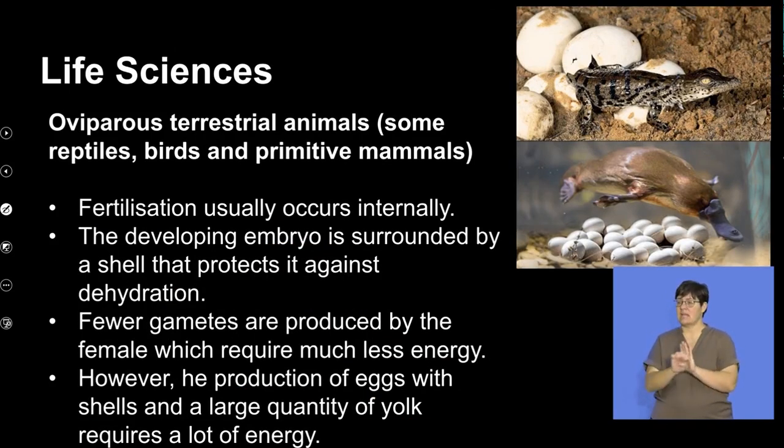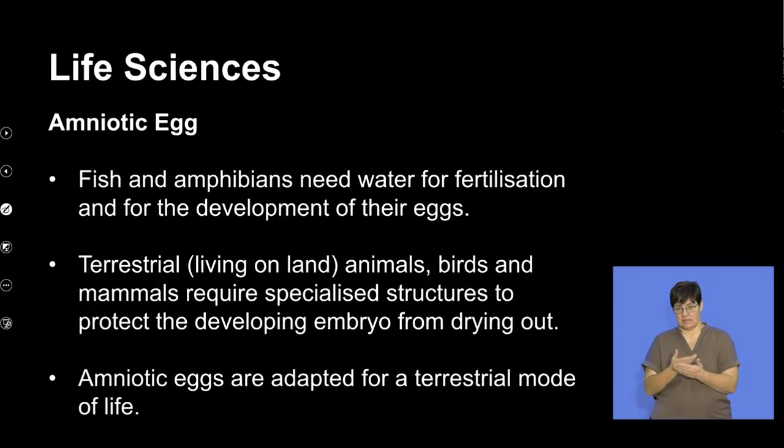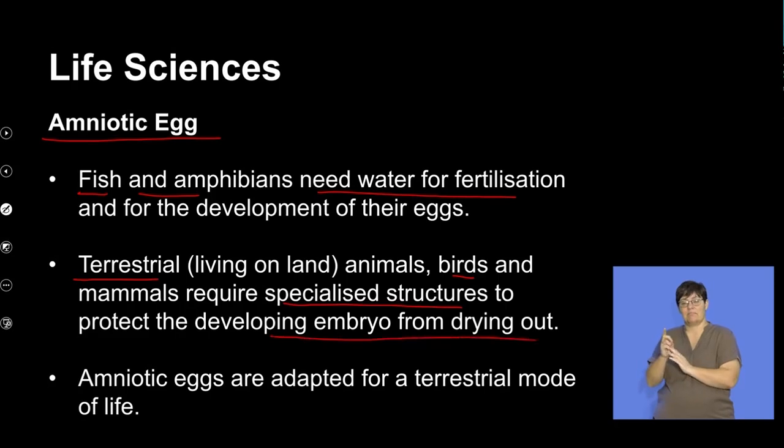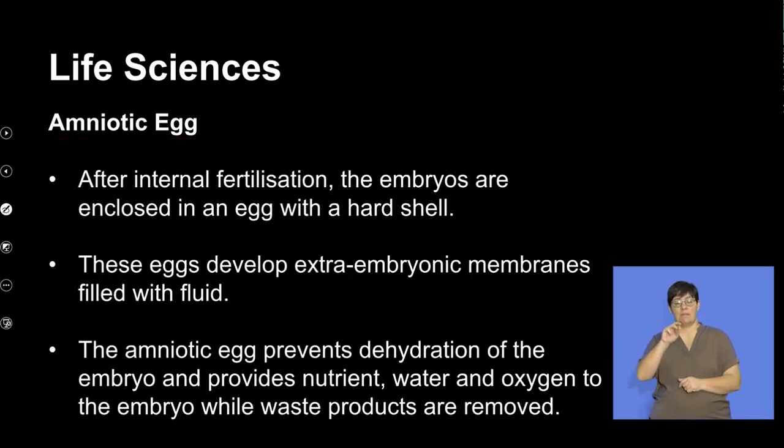Here we see examples of animals that are producing eggs externally, and they actually have lots of energy in these eggs, which is sufficient for the embryo to develop independently. It's important that we understand that the amniotic egg is a significant structural adaptation for surviving outside the body. Fish and amphibians need water for fertilization. Your terrestrial animals, such as birds and reptiles, require specialized structures to protect the developing egg from drying out. And hence organisms that live terrestrially have succeeded in reproducing due to the development of an amniotic egg.